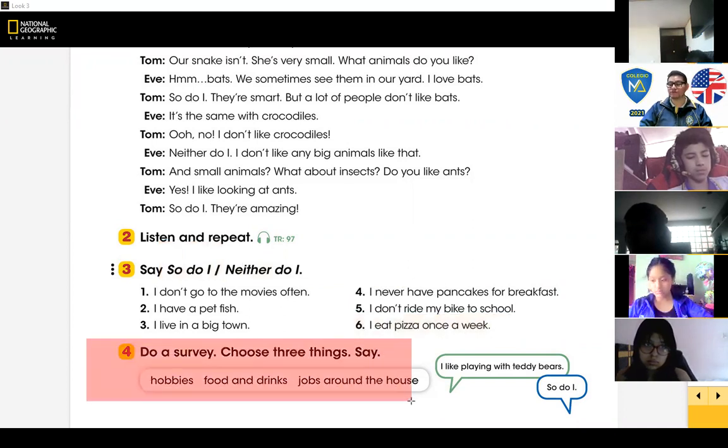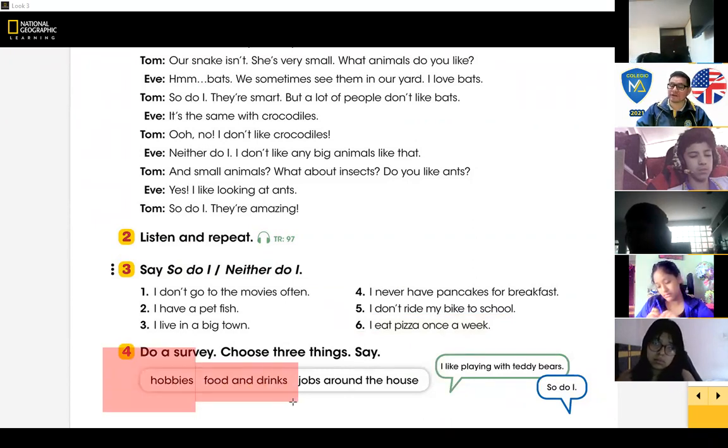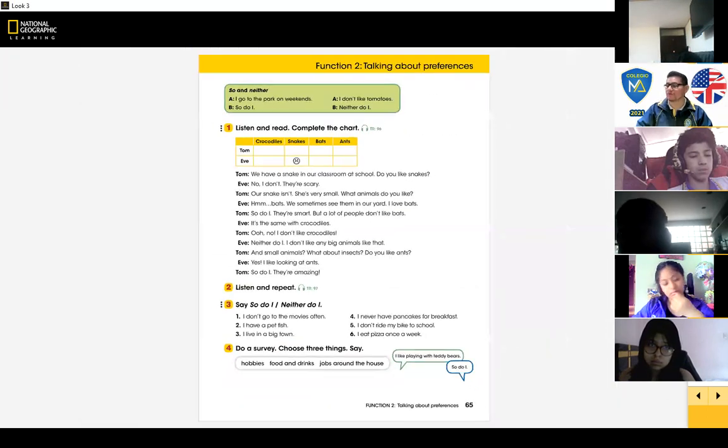Now let's see. Do a survey, choose three things. For example, here we have hobbies, food and drinks, jobs around the house. You can say, I like playing with teddy bears. I like playing soccer. I like drinking lemonade. I like doing jobs around the house. And you can answer, so do I or neither do I. Now let's go to the next part.